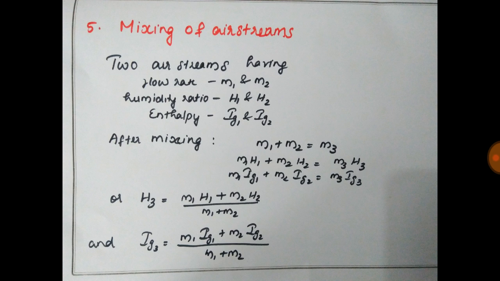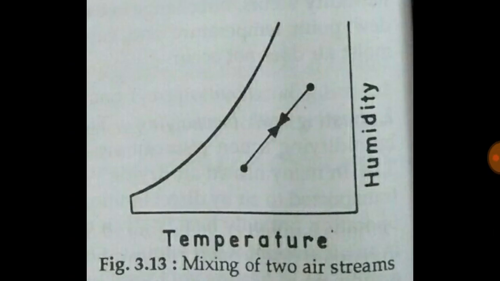From this we can derive H3 is equal to (M1 H1 plus M2 H2) by (M1 plus M2), and Ig3 is equal to (M1 Ig1 plus M2 Ig2) by (M1 plus M2). The representation of the process of mixing of two air streams is as shown.